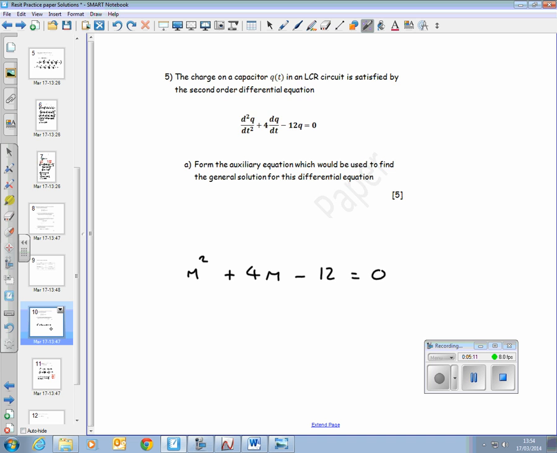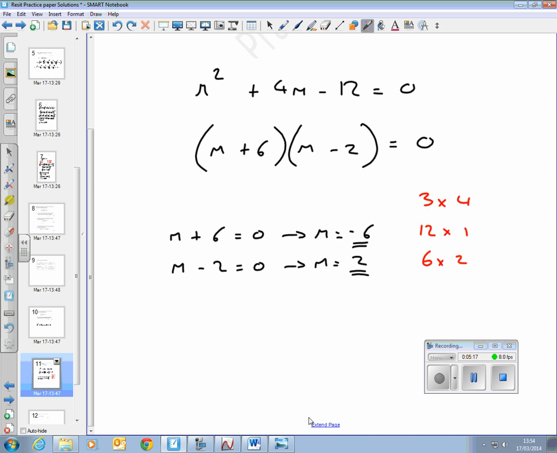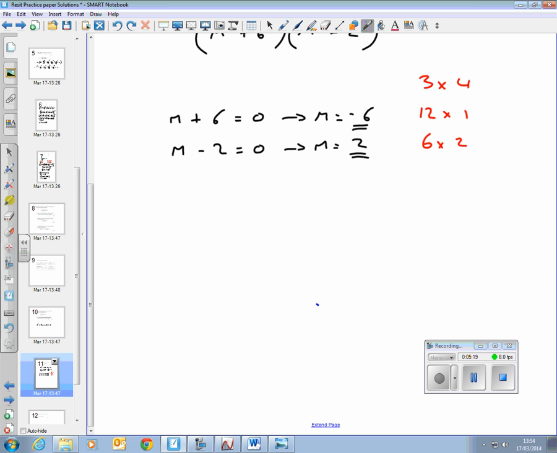K1 is going to be minus 6, and K2 is 2, or the other way around. It actually doesn't really matter which is which, but we know that our general solution is y equals A e to the minus 6x plus B e to the 2x. So we've now come up with our general solution.